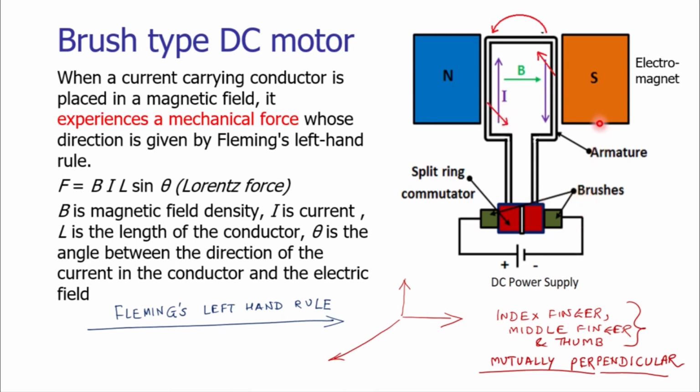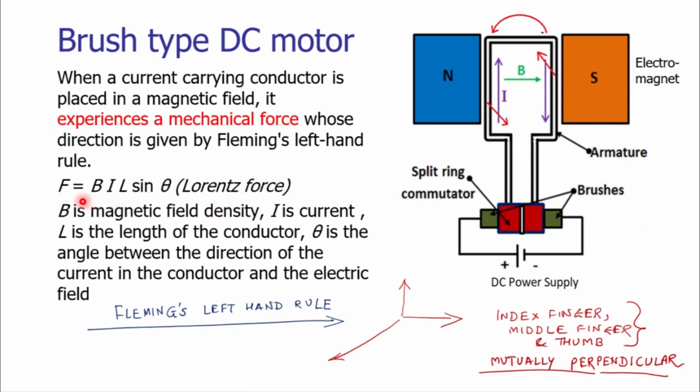So in this way, the left hand is helping us to find out the direction of the force which is acting on the current carrying coil. The magnitude of the force is given by the Lorentz equation. It is called the Lorentz force.